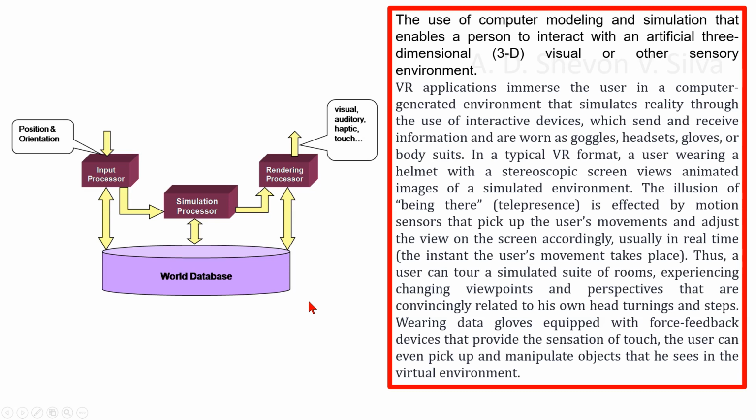adjust the view on the screen accordingly, usually in real time, the instant the user's movements take place. Thus, a user can tour a simulated suite of rooms, experiencing changing viewpoints and perspectives that are convincingly related to his own head turnings and steps. Wearing data gloves equipped with force feedback devices that provide the sensation of touch, the user can even pick up and manipulate objects that he sees in the virtual environment.